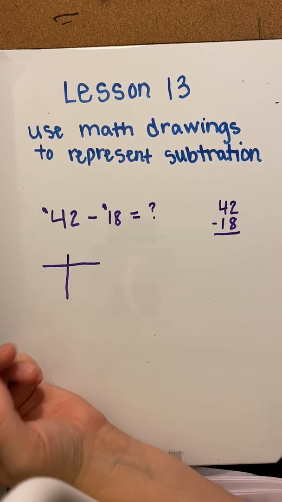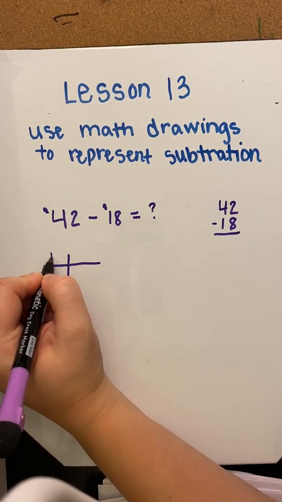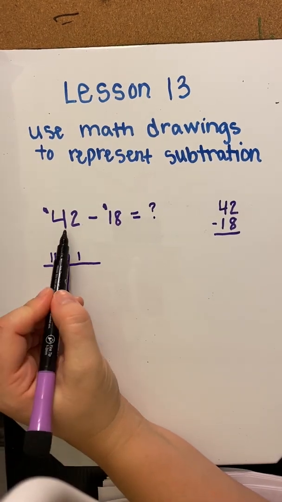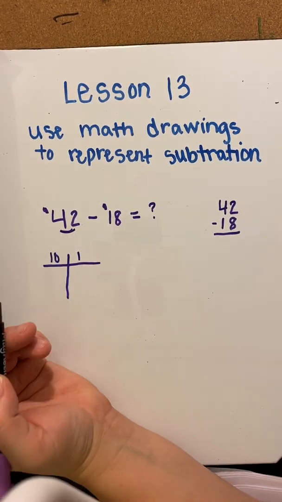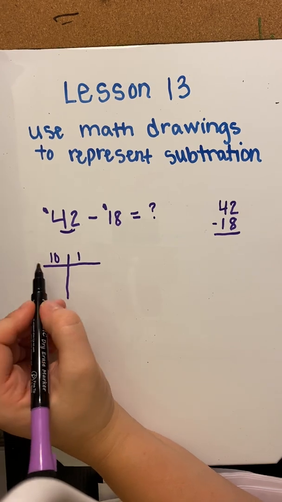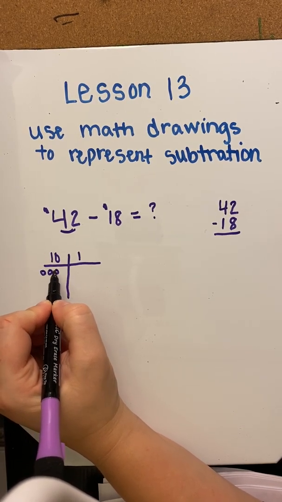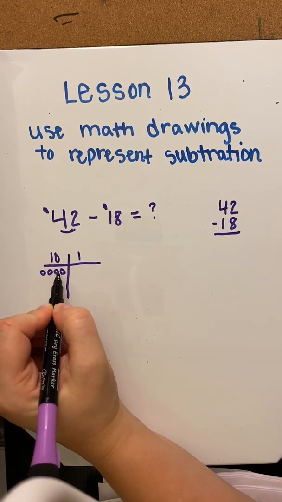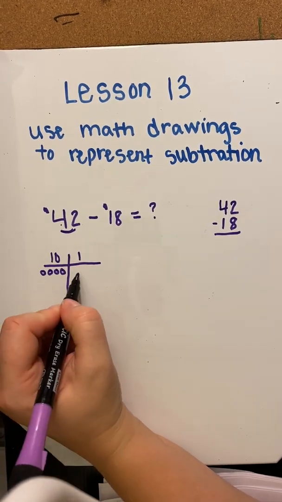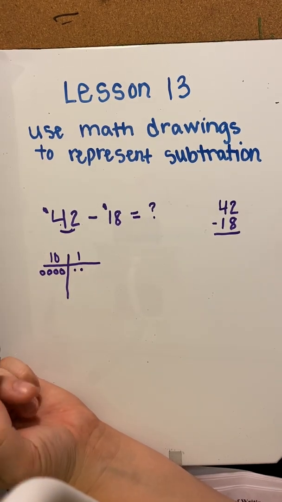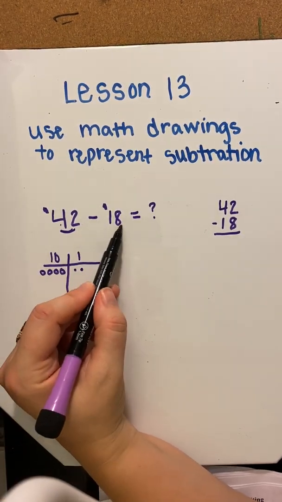So here we have our place value chart, okay? And this is where we have our tens, and this is where we have the ones. So we're going to do this number right here, okay? So we're going to do 42. So I see that we have 1, 2, 3, 4, 4 tens and 2 ones, okay? And now we need to take away 18.